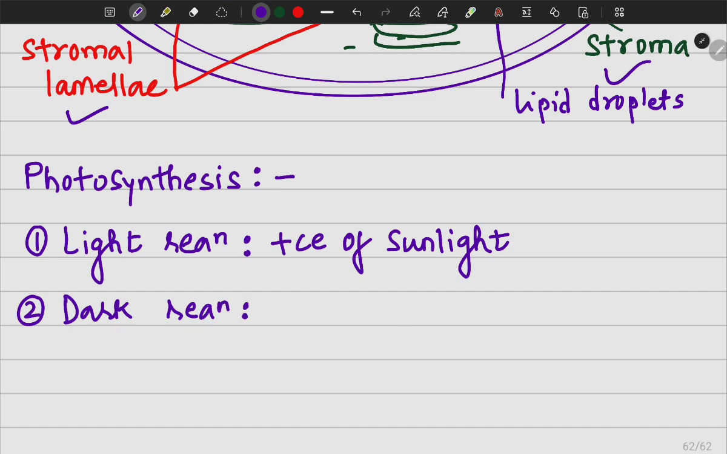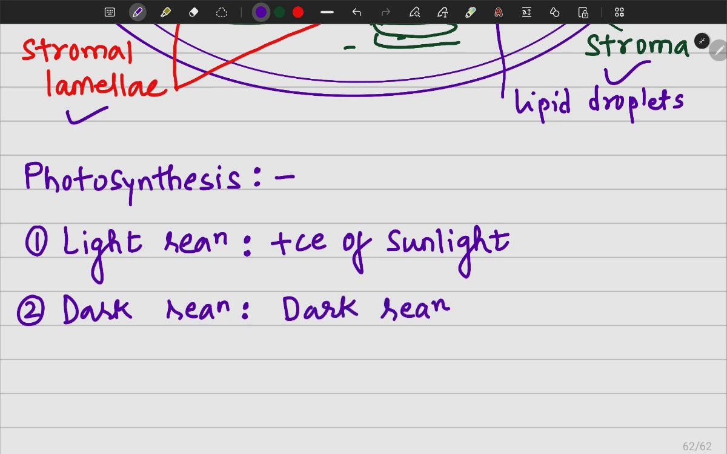Now, it is named dark reaction, but it does not occur in the dark. It is a light independent reaction. It does not require sunlight to occur, but it depends on the products of the light reaction. Alright, that is why it is called dark reaction.